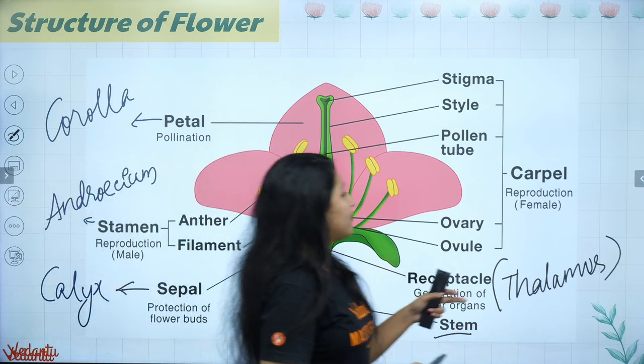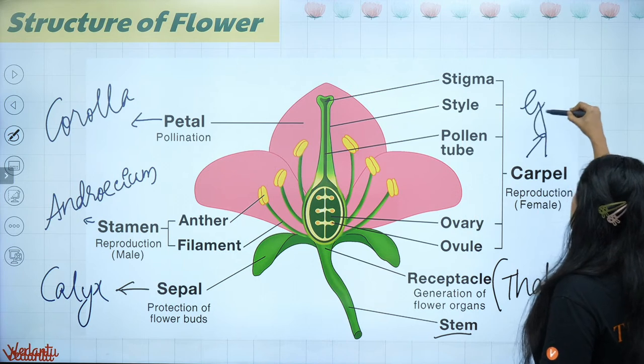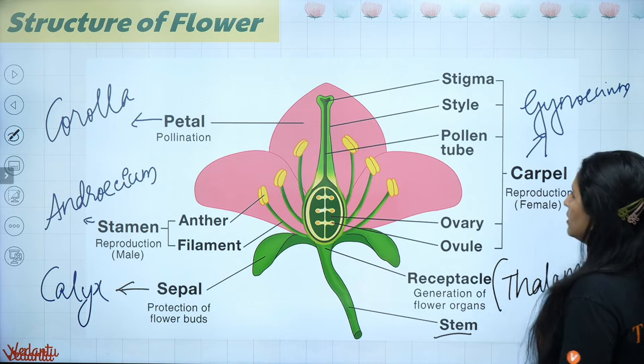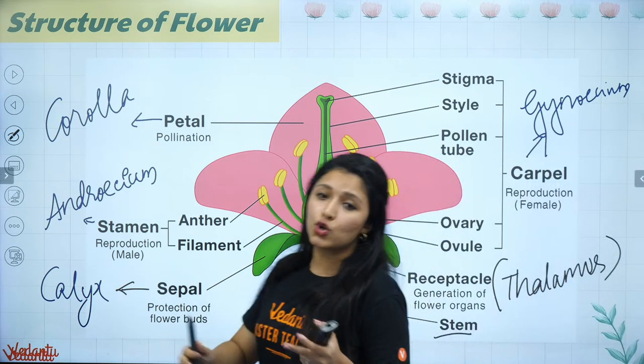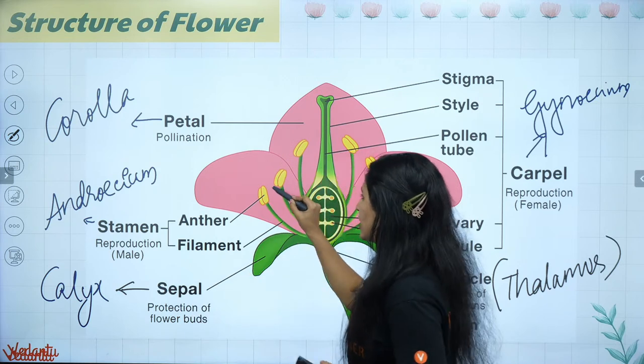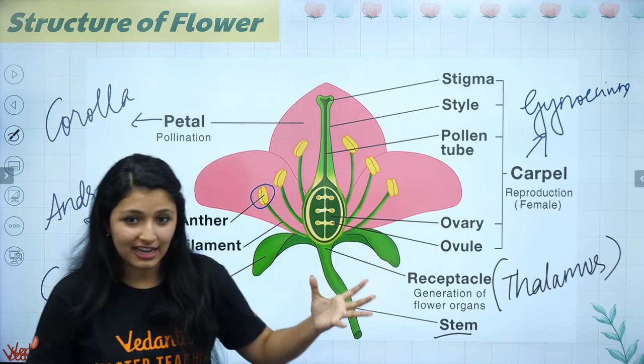And then we have our carpel. That is, the floral whorl is called the gynoecium. So, the basic things that you need to know when we are starting is, stamen has anther and filament. The top part is called the anther. That is where we'll have our pollen sacs and all of that.